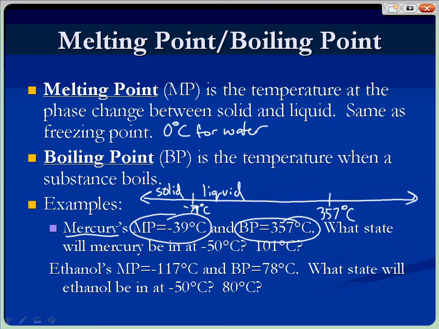All right, so the question here asks, what state is mercury at negative 50 degrees C? Well, the only question is, where is negative 50 degrees C on the number line? And I say it's here. That means at negative 50, mercury is a solid. What about at 101 degrees C? Well, I'd say that's about here, 101? That's very firmly in the liquid range. Right? For water, the answers would be different because water's melting and boiling points are different than mercury's.